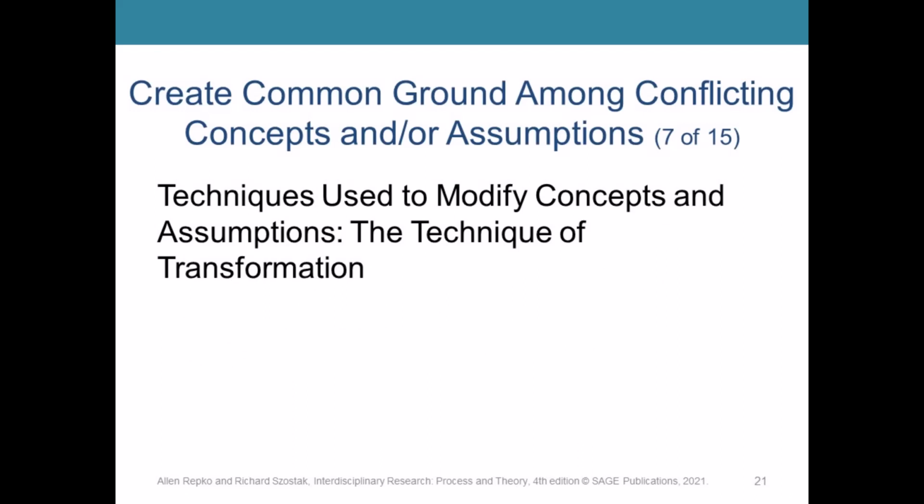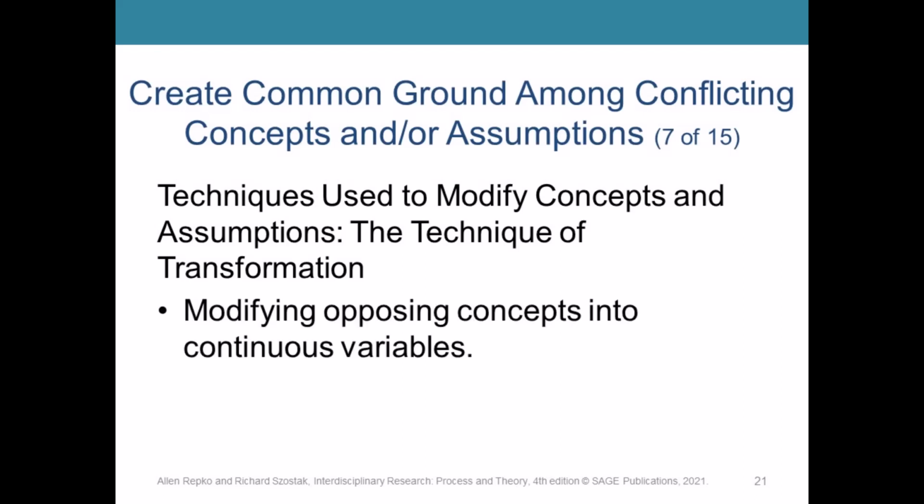The fourth and final technique is transformation. Use it when insights conflict because different authors make opposing assumptions about their concepts. For instance, rationality versus non-rationality. This technique involves concepts and assumptions that are not merely different, but opposites. The goal is to change them into continuous variables.